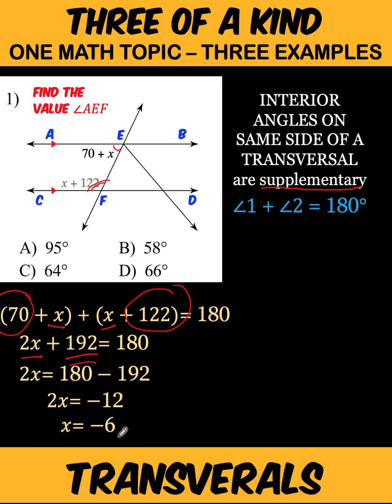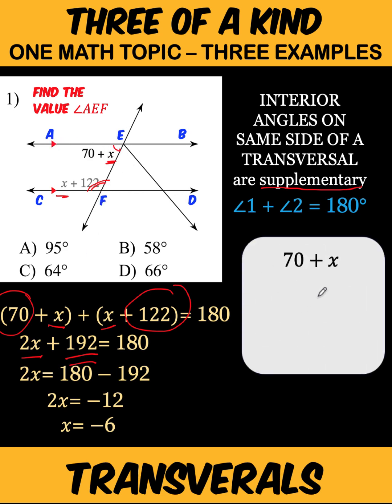Now this is not yet our final answer. That is just the value of x. So to find out the measure of angle AEF, we take the expression 70 plus x and substitute x equals negative 6 to get a value of 64 degrees, which is now the measure of angle AEF, and that is letter C. Let's go to the second example.